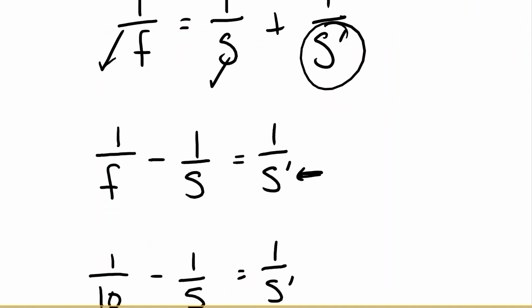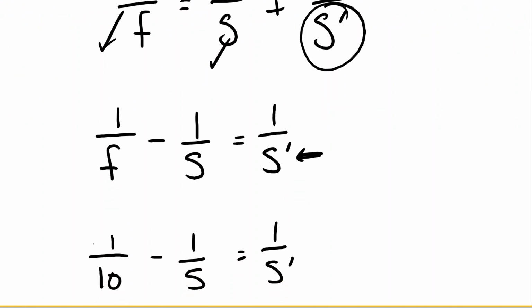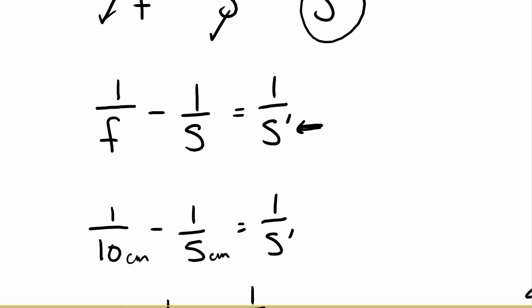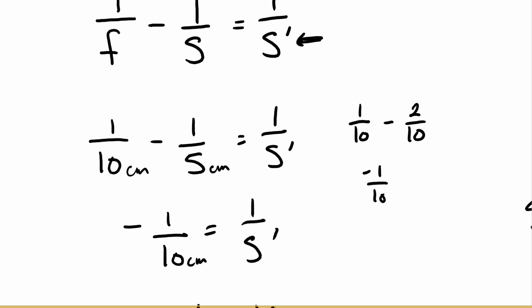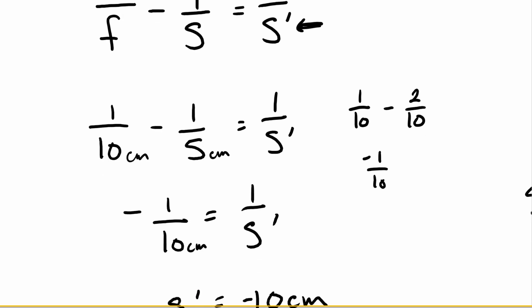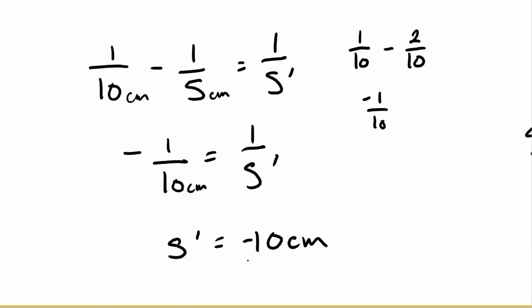So the focal length is 10 centimeters, the object distance is 5 centimeters. 1/10 minus 1/5 is negative 1/10, right? 1/10 minus, well, 1/5 is 2/10. So 1/10 minus 2/10 is negative 1/10. But now this is 1 over the image distance, so I need to flip both sides. So the image distance is negative 10 centimeters. This negative is because it's virtual. So when an image distance is negative, it's a virtual image.